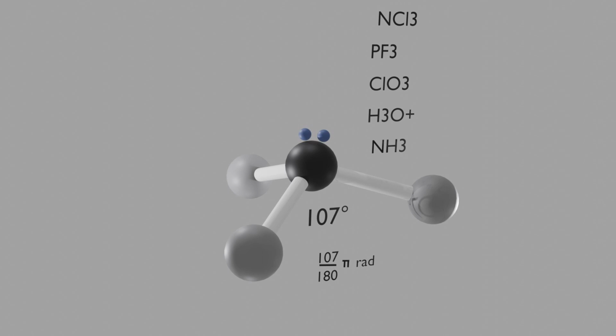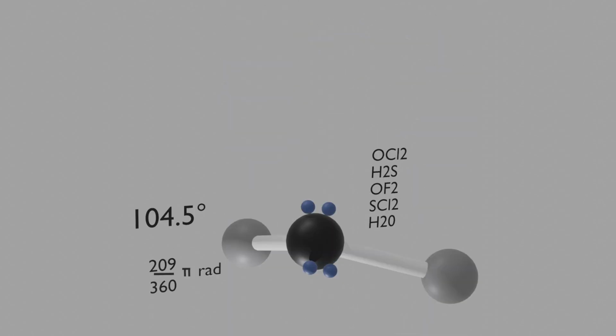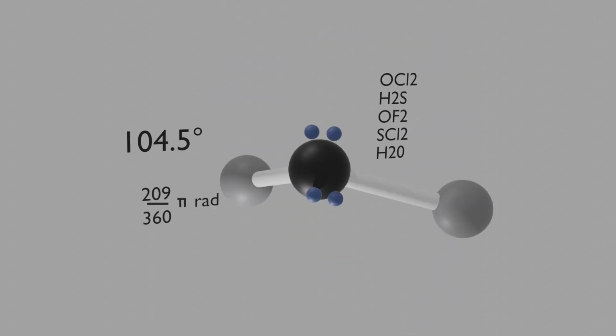If one of the bonding pairs in a tetrahedral structure gets replaced by one lone pair, you get this layout. You'll come across it most in ammonia, and it has a bond angle of 107 degrees. If another bonding pair gets replaced by a lone pair, then you get 104.5 degrees. The most common example of which you'll find is water.